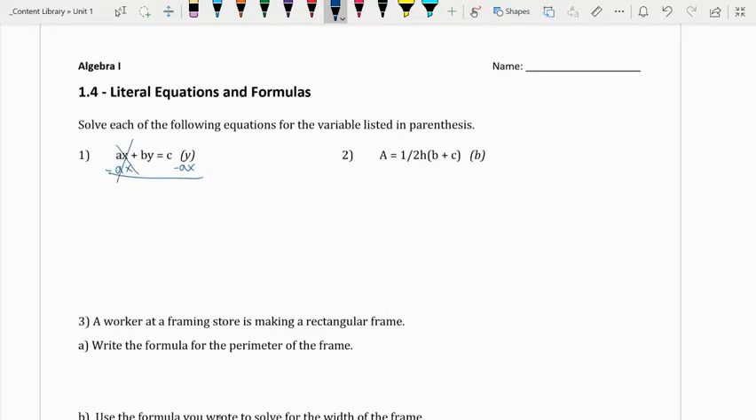At that point, we're left with by equals c minus ax. Now I need to remove the b. Right now it's being multiplied by y, so we're going to divide to cancel it. We're going to divide everything on the right. So our final answer is y equals (c minus ax) over b.